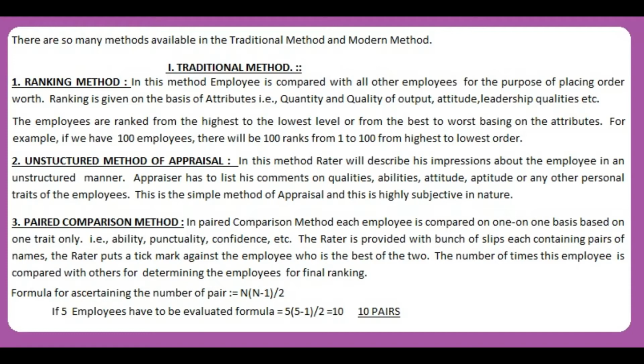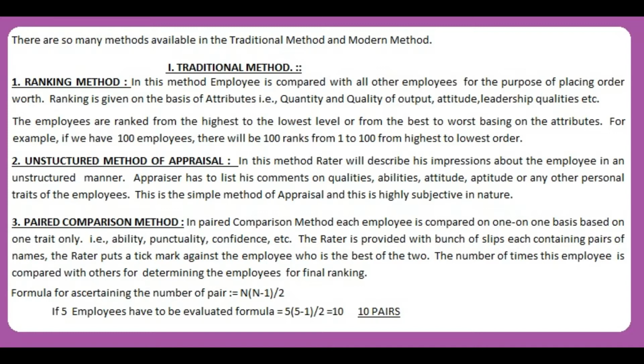What are these attributes? That is quantity and quality of output, attitude, leadership qualities, negotiation skills, etc. The employees are ranked from the highest to the lowest level, or from the best to the worst, based on the attributes. We saw that students earlier used to be given first rank, second rank, third rank, like that. The student who gets the highest marks, say 96 marks, is awarded first rank. The second highest, 92 marks, is given second rank. Like this, in an organization also, employees are given rankings based on their attributes and their performance. For example, if we have 100 employees, there will be 100 ranks from 1 to 100, from highest to lowest order.